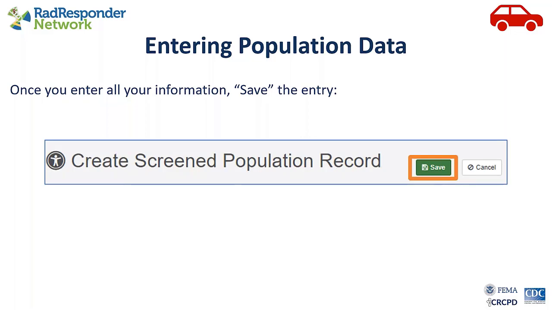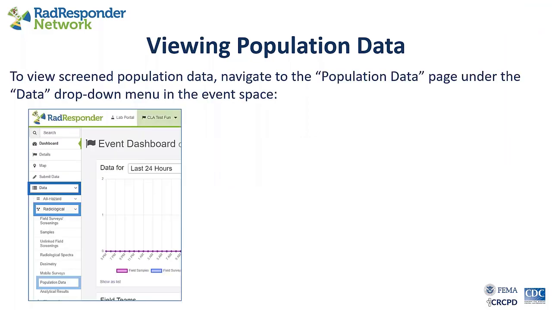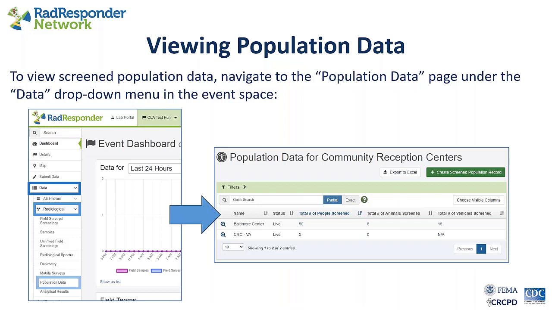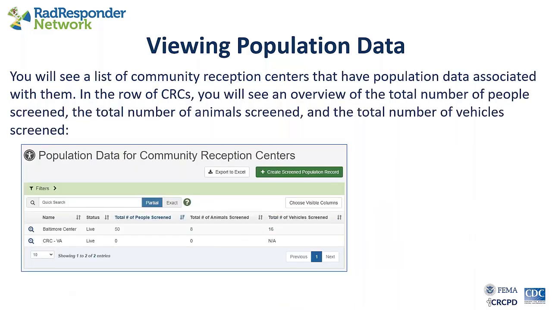I will show you how you can actually view the data that you've entered, because you may be entering data for multiple shifts in one CRC. To view the population data, you can navigate to the population data screen. So you'll expand data, and depending on if you have a multi-hazard event, you may need to expand radiological and then population data. And you'll be brought to the population data for community reception centers page.